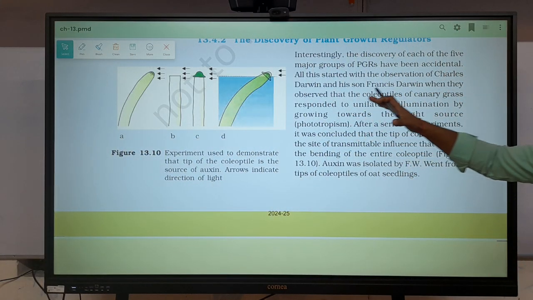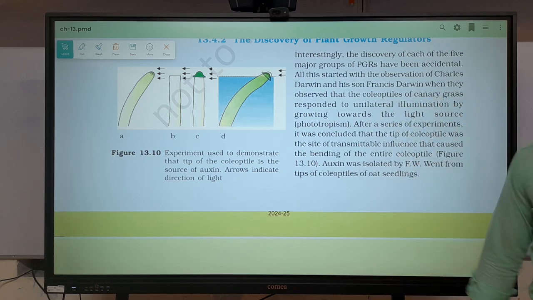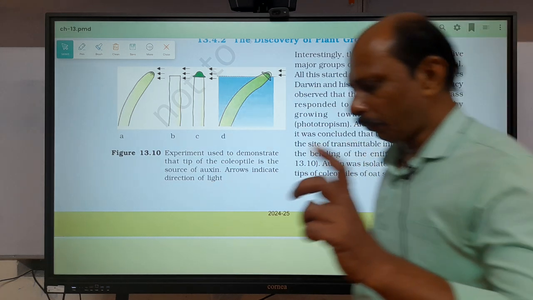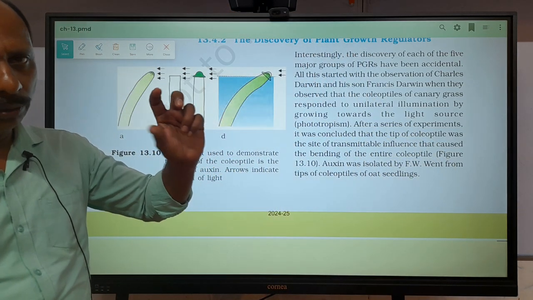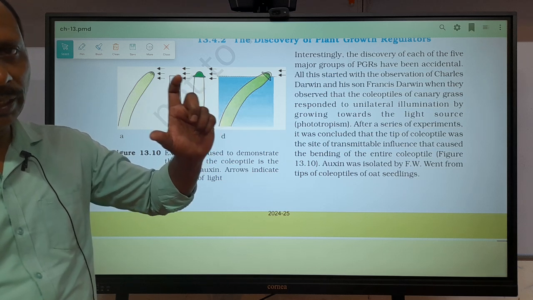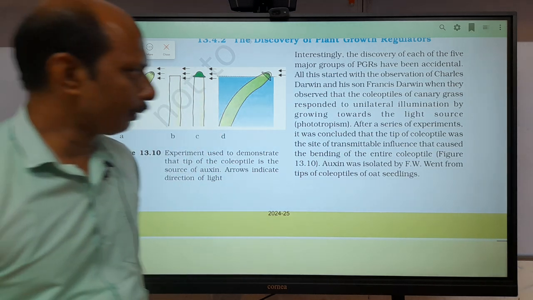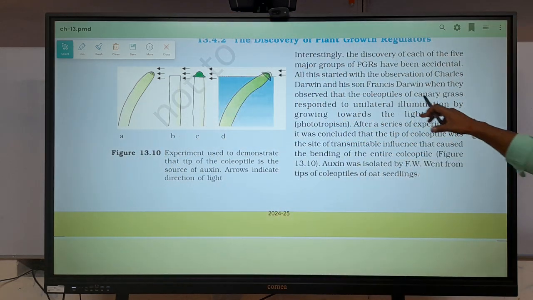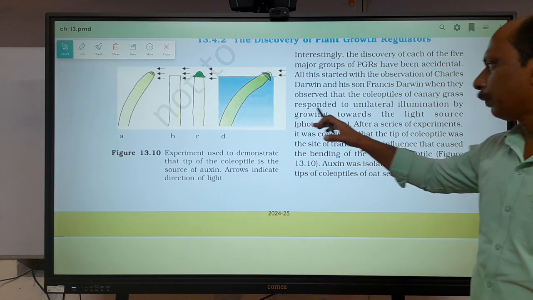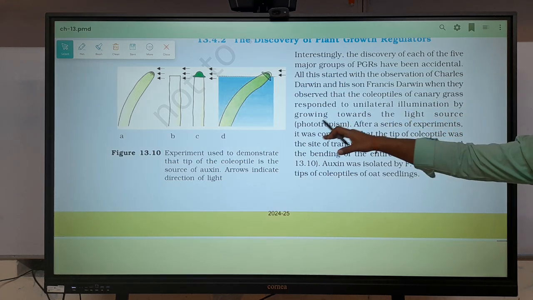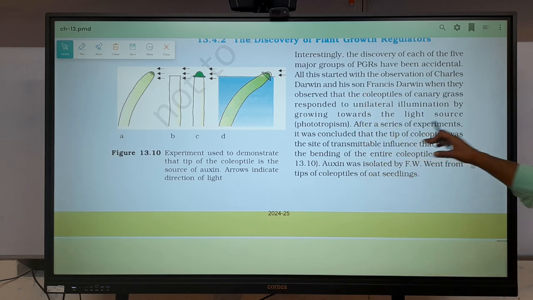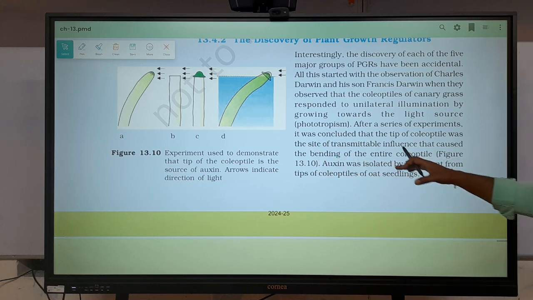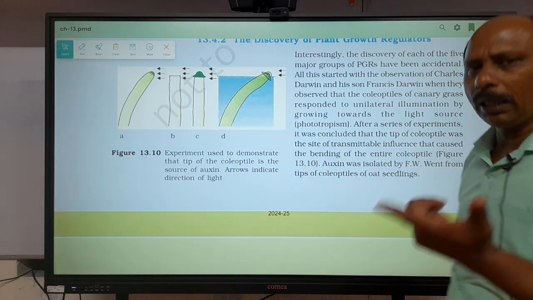So when they observed the coleoptiles of canary grass, you know very well coleoptiles. When we read about the seed, we have the coleoptile and the coleorhiza. On the shoot side we have the coleoptile, and on the root side it is the coleorhiza, right? So the coleoptiles of canary grass, which is a monocot, responded to unilateral illumination by growing toward the light source, that is phototropism. After a series of experiments, it was concluded that the tip of the coleoptile was the site of a transmittable influence that caused the bending of the entire coleoptile.